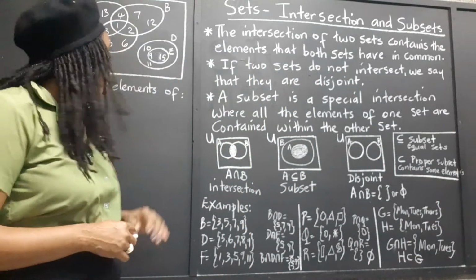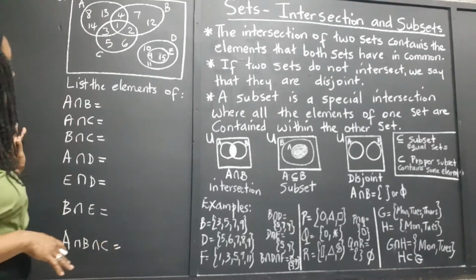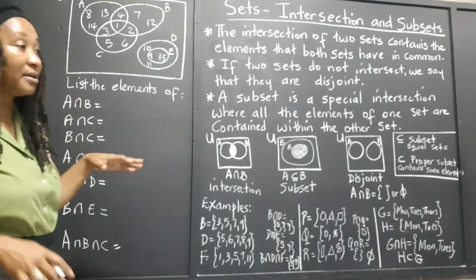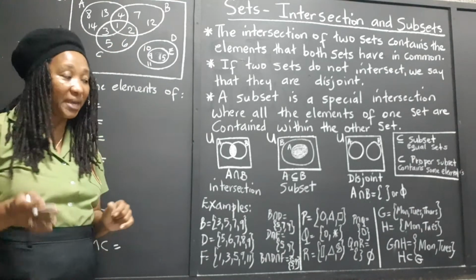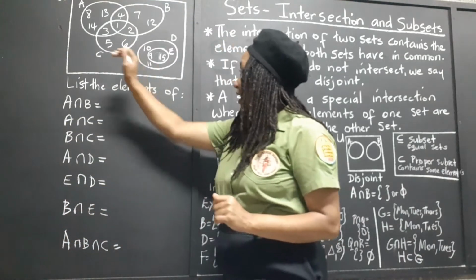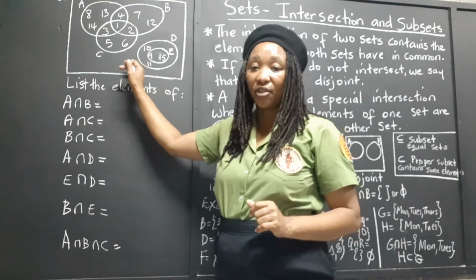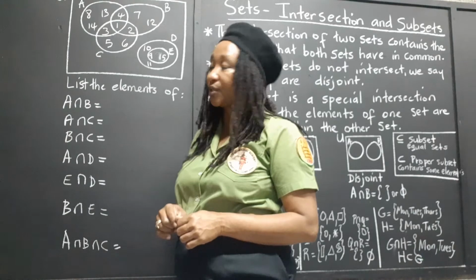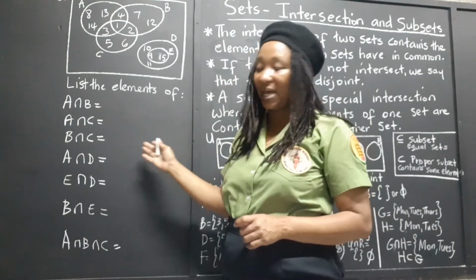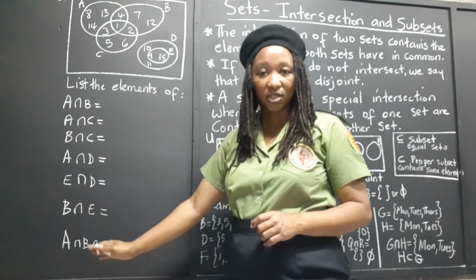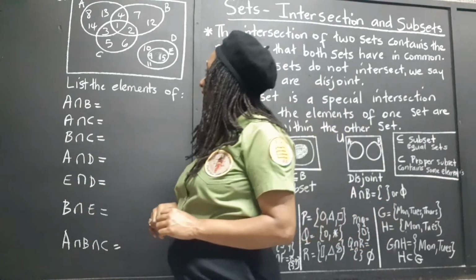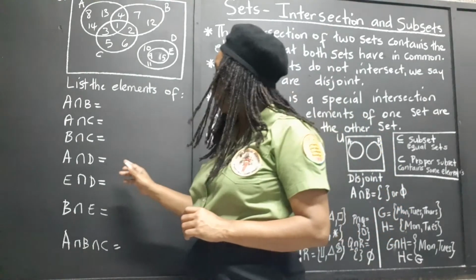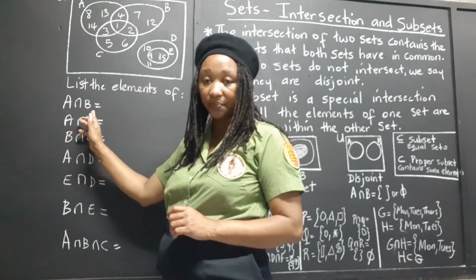So what we're going to do now is just a little activity. We have a Venn diagram and we have some sets. Some are overlapping, so there is some intersection, and some are disjoint to each other but still have intersections with other sets. So we're simply just going to list the elements in the intersection. Just a quick little activity.